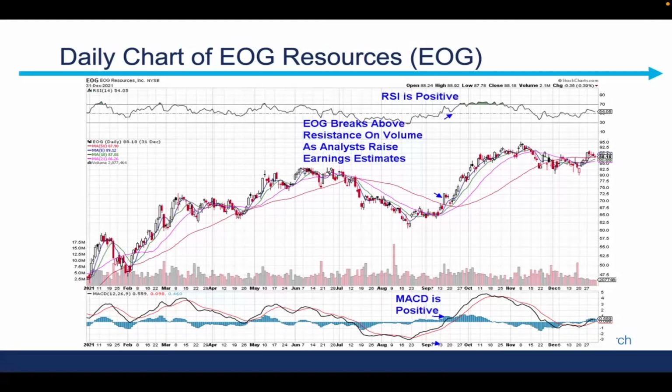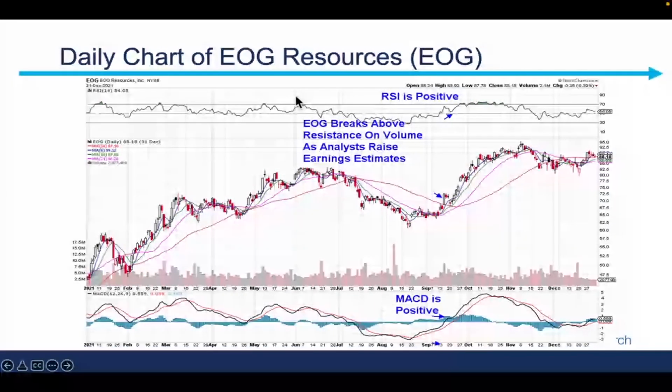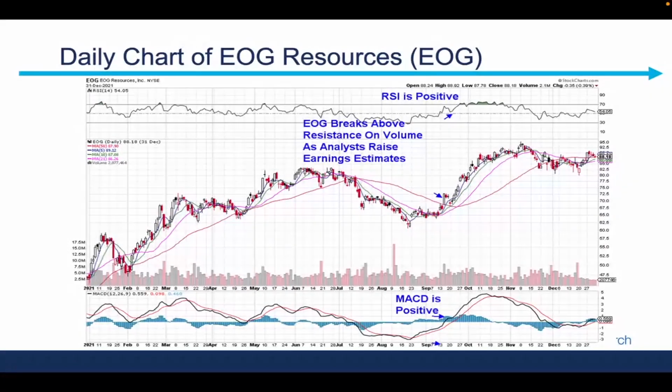So let's take a look at a chart of EOG Resources. I'm going to be sharing with you various stocks, and each one of them was selected from my MEM Edge report, stocks that we selected. And in fact, I did want to mention this in the beginning.